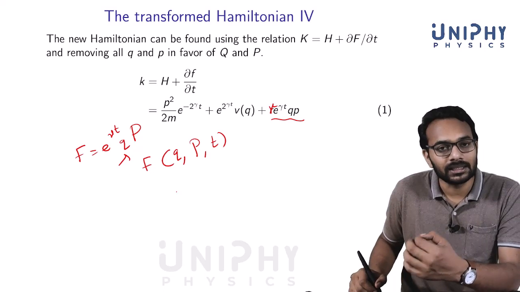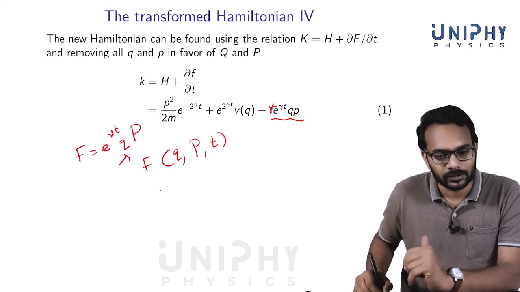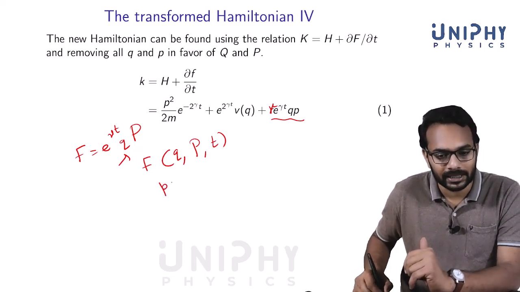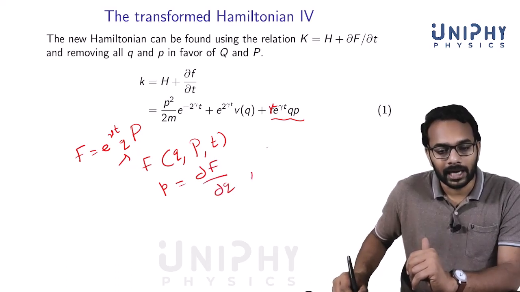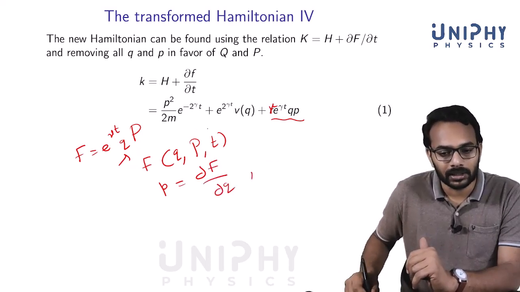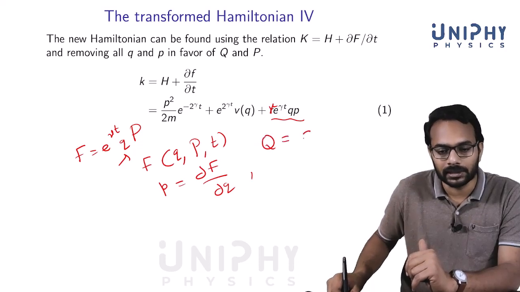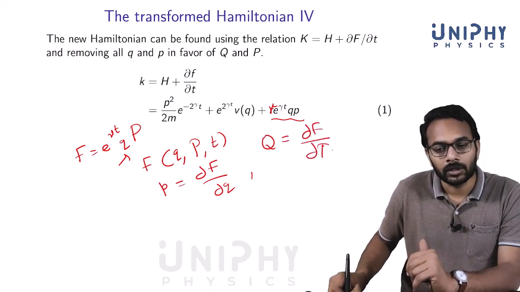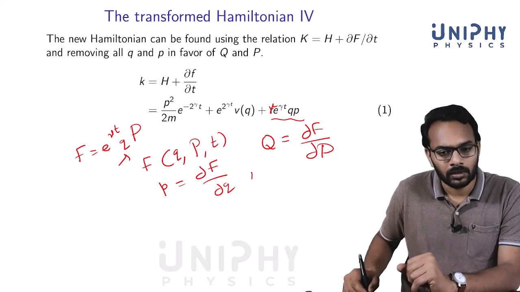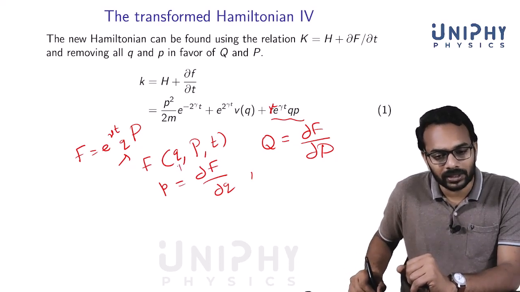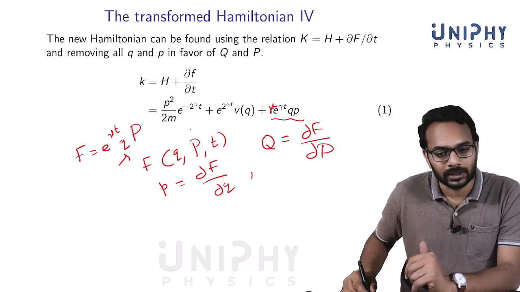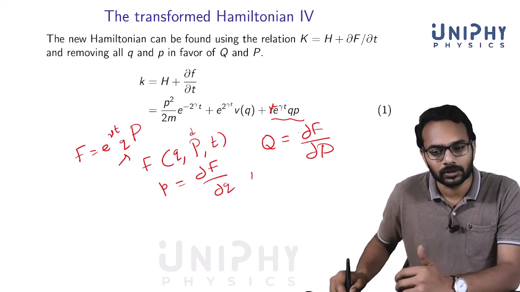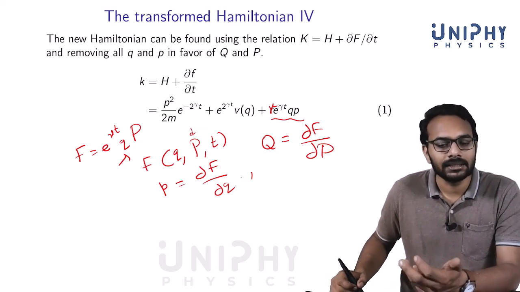What are the transformation equations? We know the transformation equations can be found like this. p is equal to ∂F/∂q, and here we already have a p, so the corresponding capital Q is equal to ∂F/∂P. Here it's a coordinate in the first position, as it has to be, so there is no minus sign. Also here it's a momentum in the second position, so no minus sign here either. So these are the transformation equations.